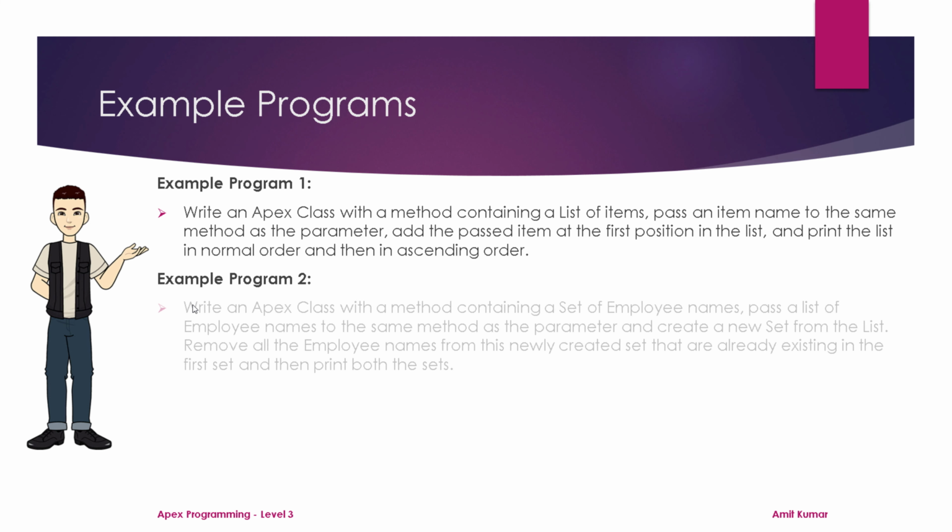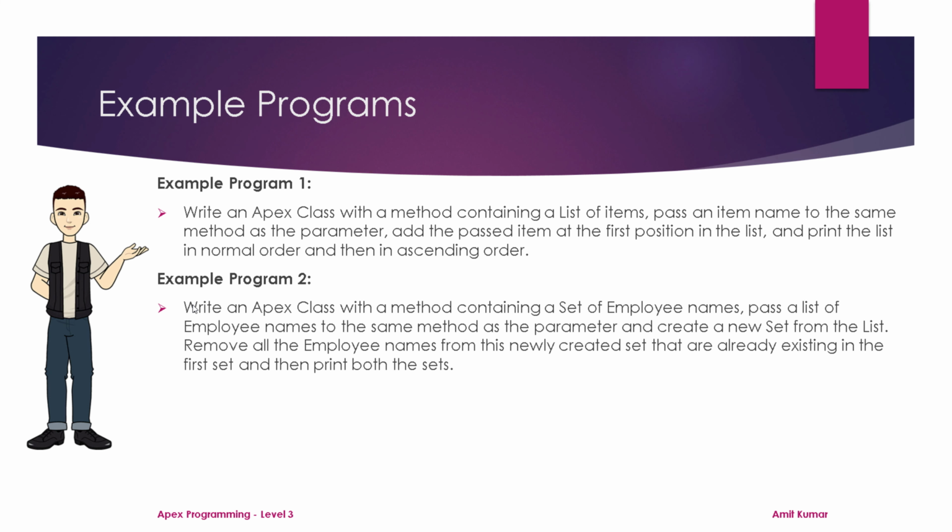Example program 2. Write an Apex class with a method containing a set of employee names, pass a list of employee names to the same method as the parameter and create a new set from the list. Remove all the employee names from this newly created set that are already existing in the first set and then print both the sets. This program is basically on set.